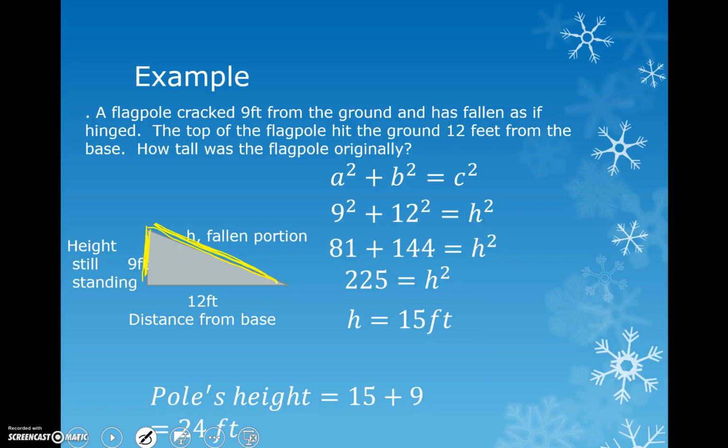I'm trying to find what the original height of the flagpole was. And so if you did the Pythagorean theorem, you would have found what this fallen portion is, and we want to add them together. But again, take a quick look at this on your own time. I'm going to go ahead and stop this so that it doesn't get too long for you.